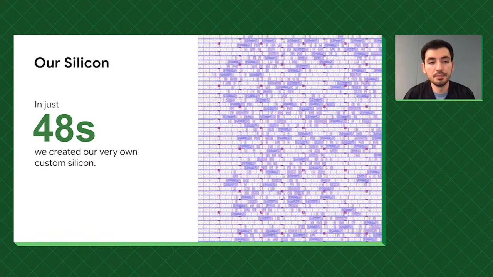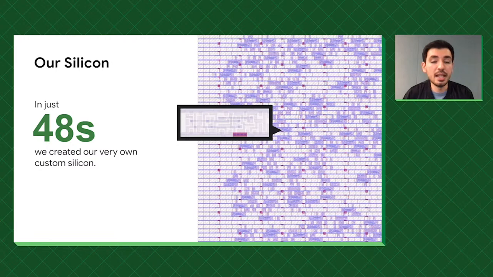Each wire in this picture is about 130 nanometers wide. At that scale, you could fit almost 800 wires side to side on a human hair. And there's a little zoom in of one particular gate in our circuit.